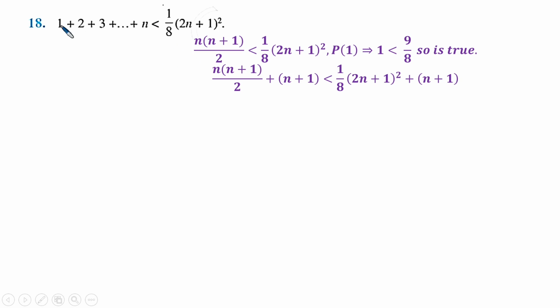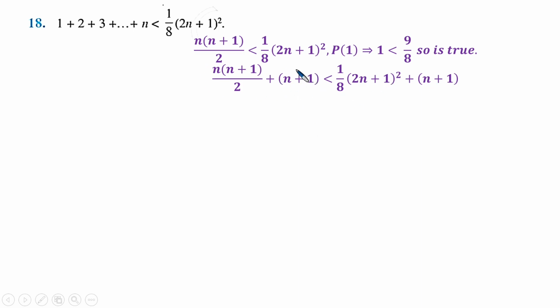Now to prove this is true, I have to add one more term, that is n plus 1. So I know that the sum of this up to n is n into n plus 1 by 2, which we have proved earlier, plus the additional term n plus 1. So now we have to prove that this term is less than this. We have been told it is 1 by 8 times 2n plus 1 the whole square, and this plus n plus 1. So we have to prove this one.